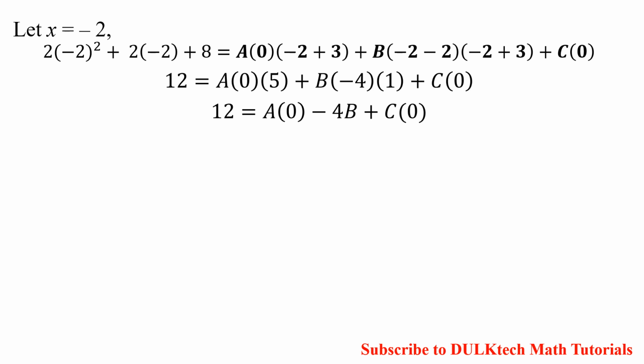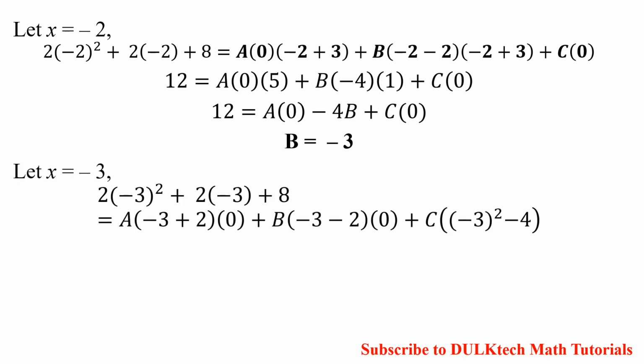Let's divide both sides by minus 4. We find out that b is equal to minus 3, like this. Then from there, let's now eliminate a and b, since we now have a and b. So for us to eliminate a and b, we're going to let x be equal to minus 3, sorry. So if we substitute minus 3, we get this expression, and if we simplify, we find out that 20 is equals to 5c. All these are zeros.